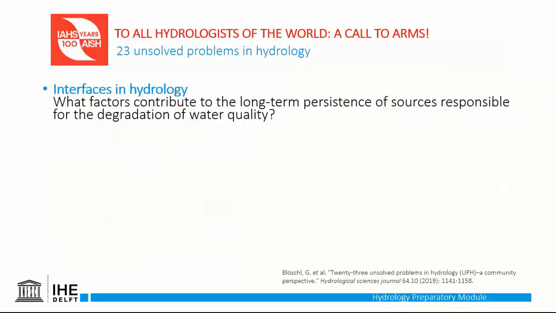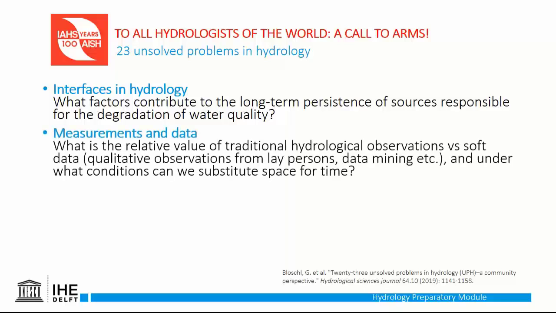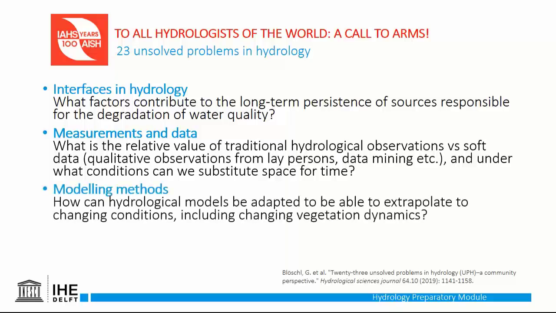Interfaces remain important in hydrology, with one of the questions being what factors contribute to the long-term persistence of sources responsible for the degradation of water quality. New data sources are appearing, such as citizen monitoring, but hydrologists are asking what is the relative value of traditional hydrological observations versus these new soft data sources. There's still a great deal of progress to be made in modeling and the question of how hydrological models can be adapted to be able to extrapolate to changing conditions.